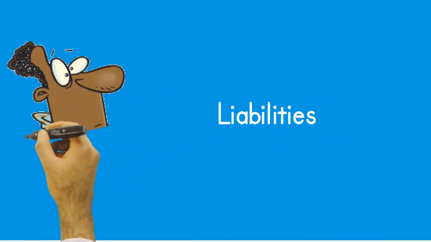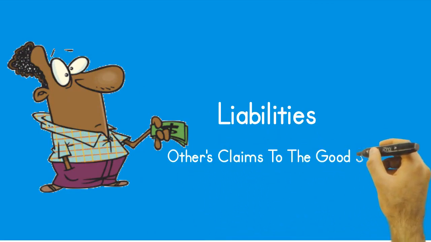Liabilities. Formal definition: claims by creditors to the property, assets, of a business until they are paid. Informal definition: others' claims to the business's stuff. Amounts the business owes to others. Includes payables, notes, loans, mortgages, etc.